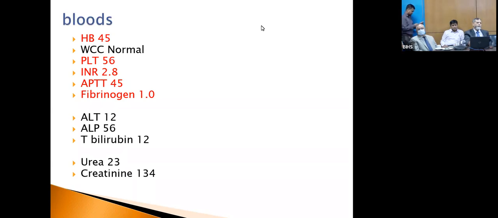INR is very high because the patient has got liver failure. Liver cirrhosis, PTT was prolonged, fibrinogen was 1. One thing to remember that there are 2 ways of, Dr. Rumi will tell us here, there are 2 ways of testing the fibrinogen.